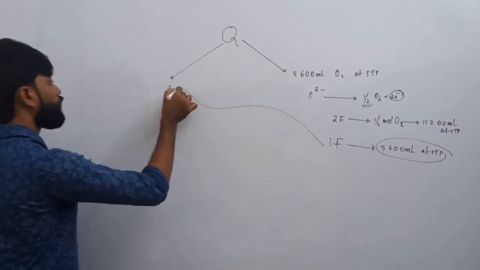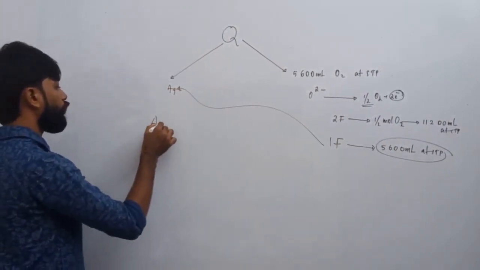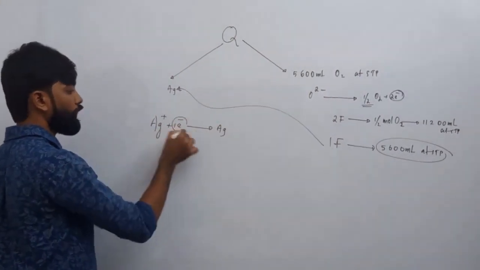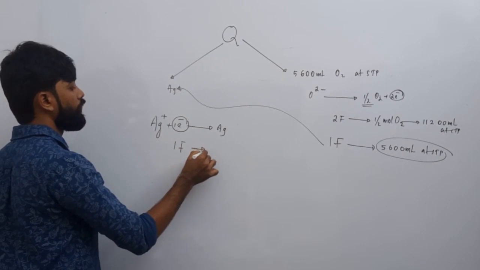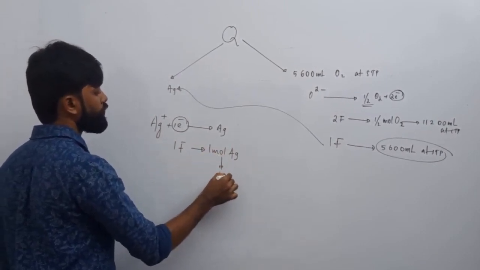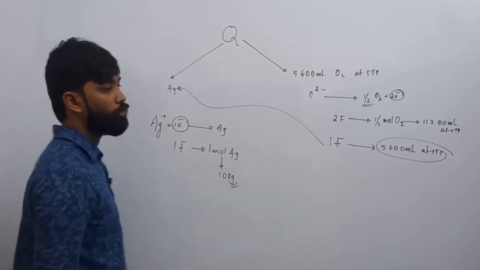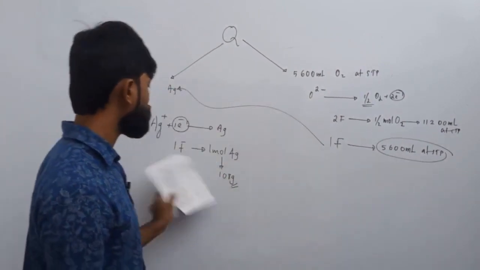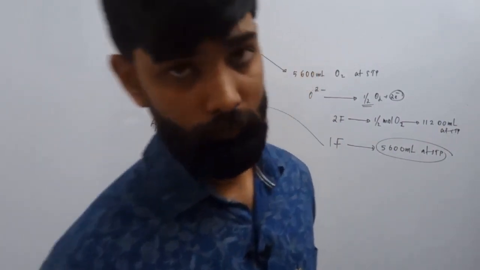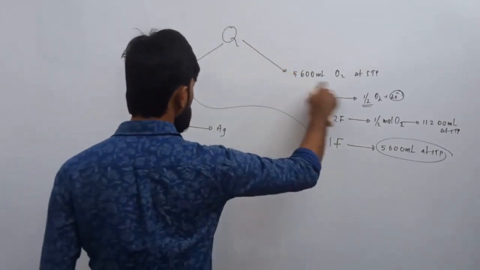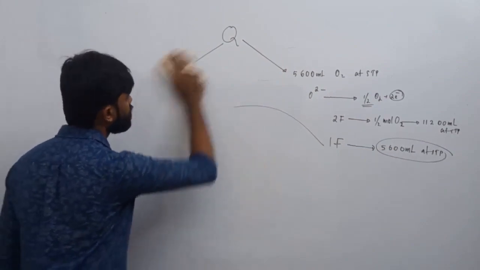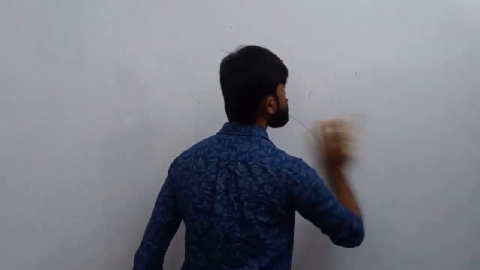So, if you have exactly 1 farad for silver, what is the weight deposited? We know that Ag plus becomes Ag using 1 electron, which means 1 farad passed, 1 mole Ag deposited. 1 mole Ag deposited means 108 gram deposited. So 1 farad is used, 108 gram of Ag deposited. So the answer will be 108. You can choose the choice as 4. So from this data you find the current, and using that current you find the weight of silver. That is the question. It's a good question.